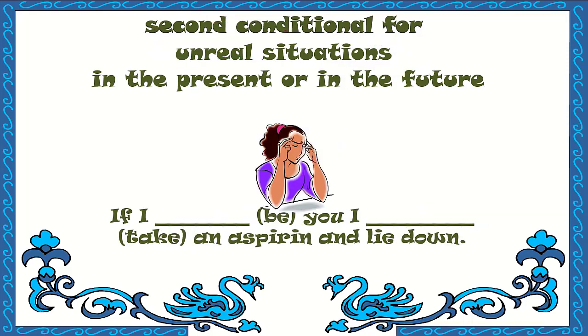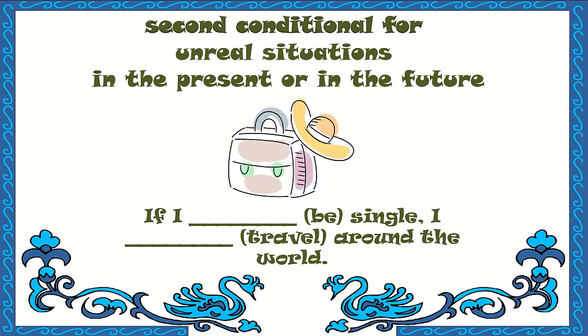Next, of course, you can use the second conditional for giving advice. So if I were you, I would take an aspirin and lie down. Then if I were single, I would travel around the world. So if I were single, I would travel around the world.